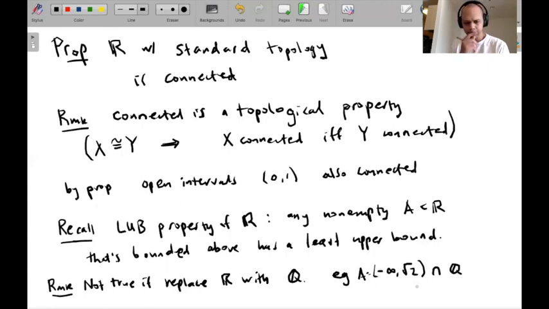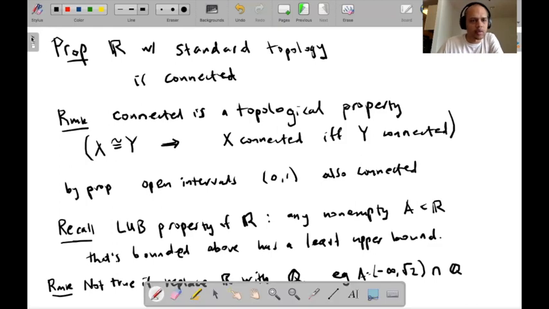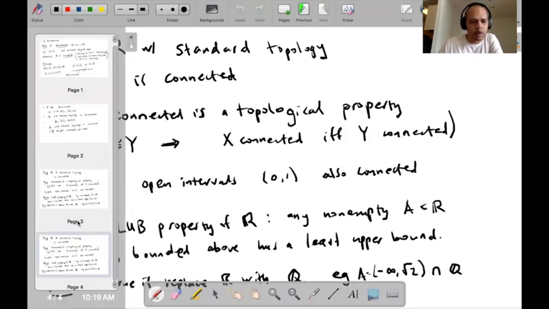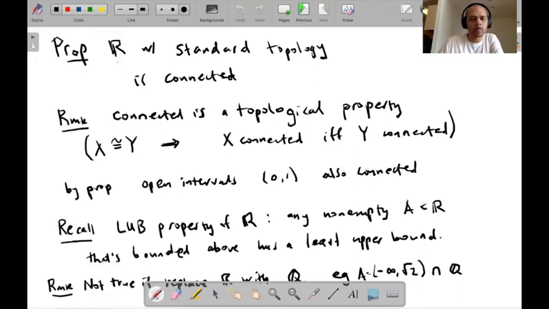Okay. So this least upper bound property, as I was saying last time, is one of the things that makes the real numbers special, and we're going to use it in the proof of this proposition. Okay, so let's now prove the proposition. Let's just do it here.